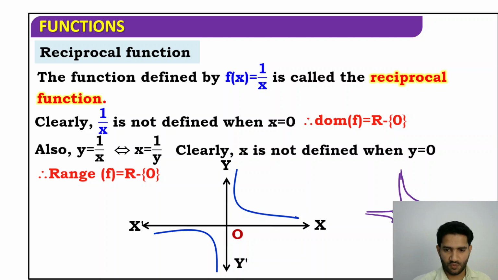This point is (1, 1) because here we have negative 1. So this point will be (-1, -1). And this point, obviously, this is 1, this is 1. So this point will be (1, 1). This is a rough sketch of this graph, y = 1 by x.